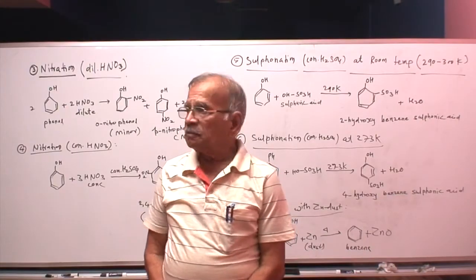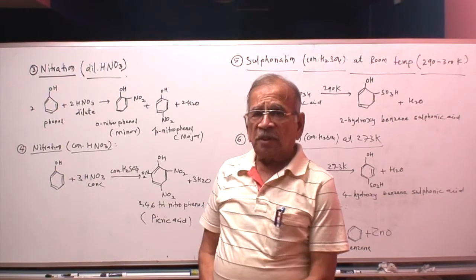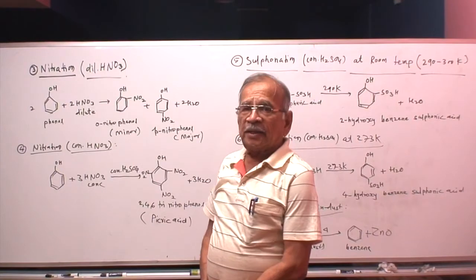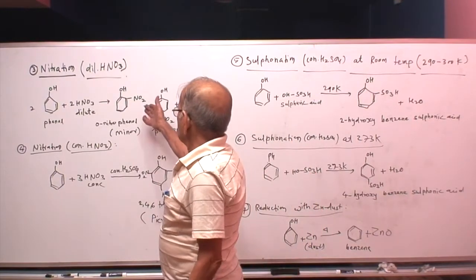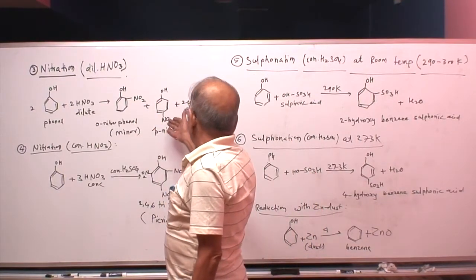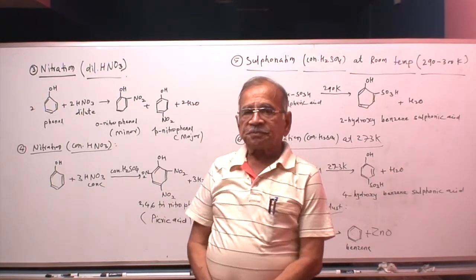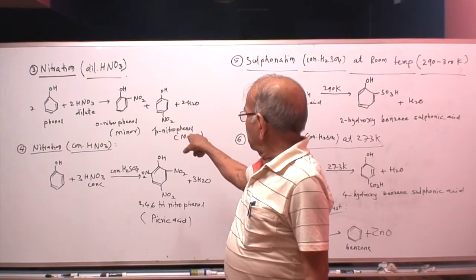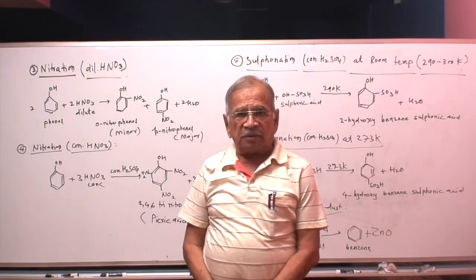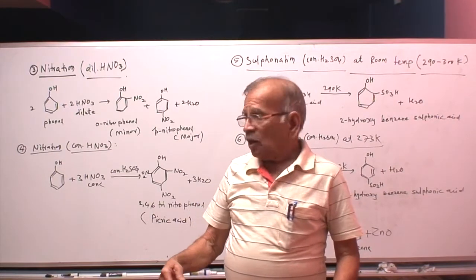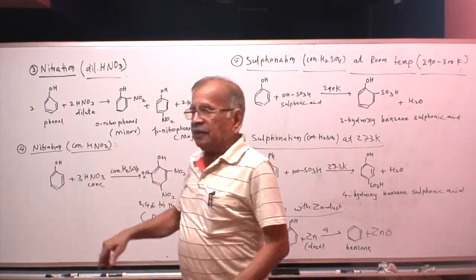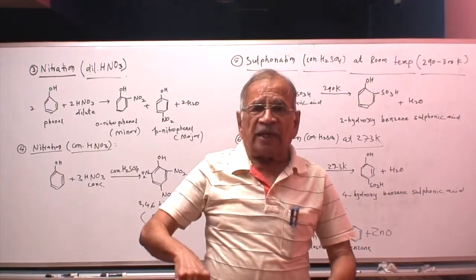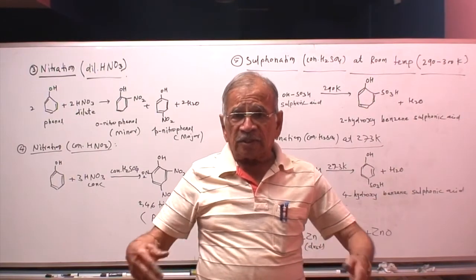Reaction number 3, nitration with dilute nitric acid. On nitration with dilute nitric acid, we get a mixture of orthonitrophenol and paranitrophenol. But now in this case, orthonitro is minor product and paranitrophenol is major product. While on nitration with concentrated nitric acid in presence of concentrated sulfuric acid, nitration is complete.